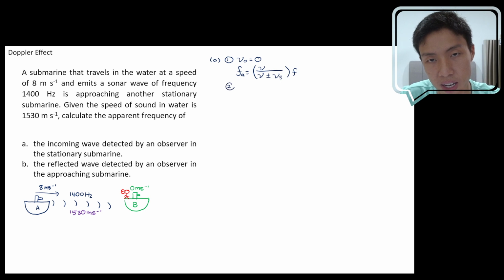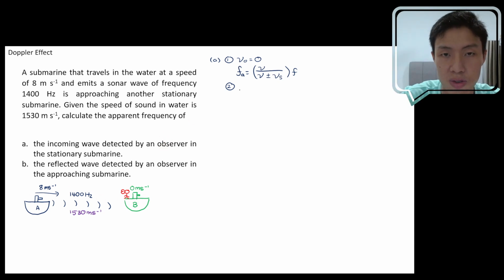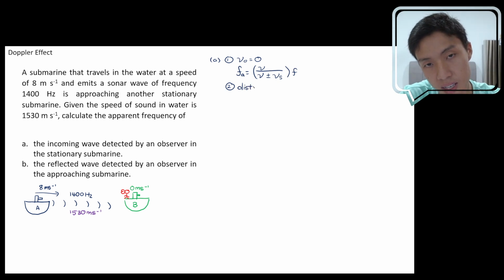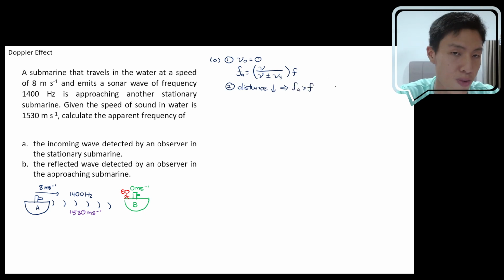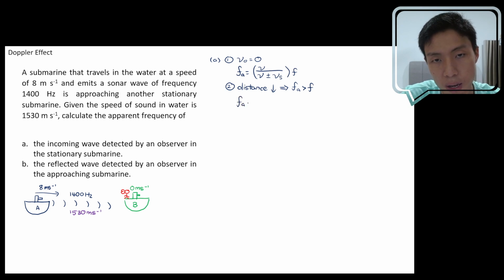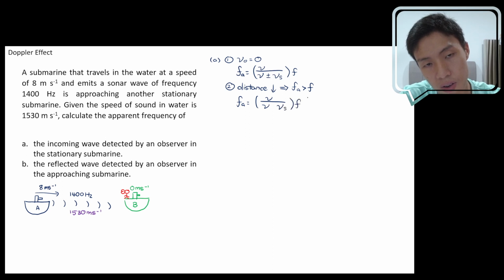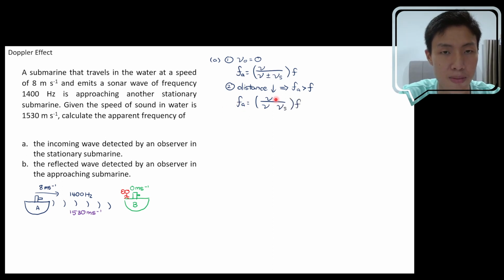Second thing you check, you see that A is moving towards B. So the distance between them will be decreasing. If the distance is decreasing, it means your apparent frequency will be greater than the frequency produced by the sound source. To make your apparent frequency greater, the numerator will be larger, so the denominator needs to be smaller. To make the denominator smaller, you use a minus.